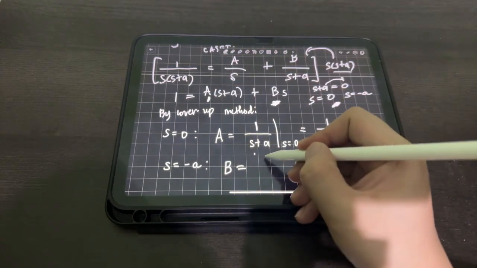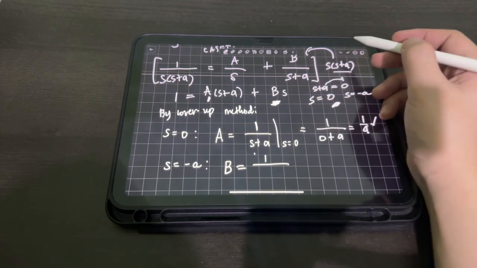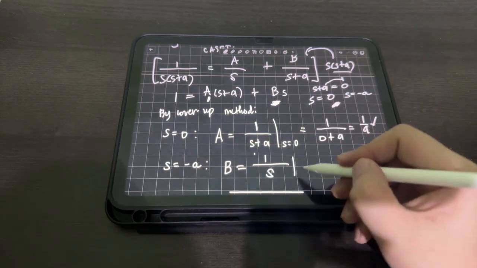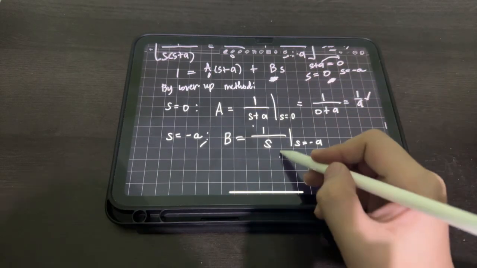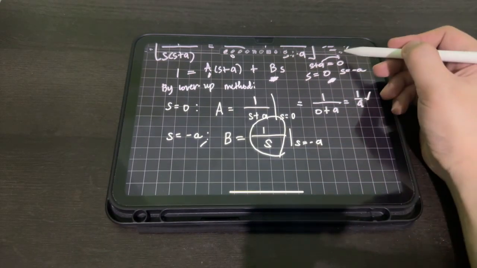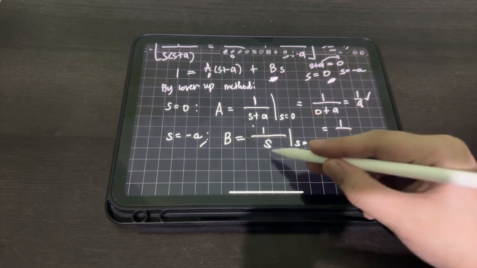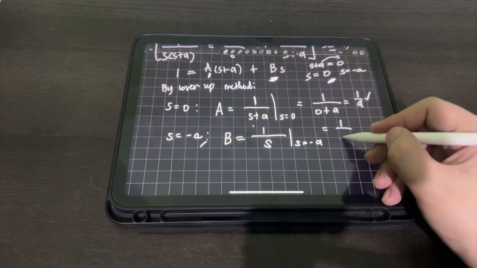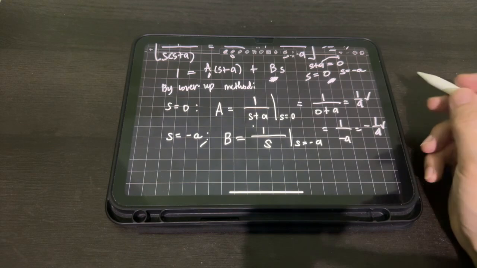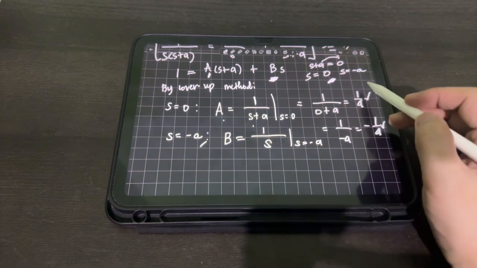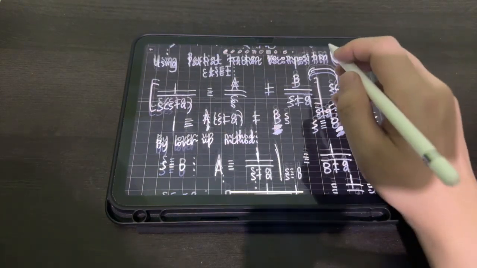So B is equivalent to whatever the expression on the left side is, which is again 1. That will be the numerator, over the coefficient of B, which is S, evaluated at S equal to negative a. So you substitute negative a for every S here. So B is equal to 1 over S, but replace S with negative a. So 1 over negative a, or negative 1 over a. Therefore, the value of capital A is 1 over a, and the value of capital B is negative 1 over a.